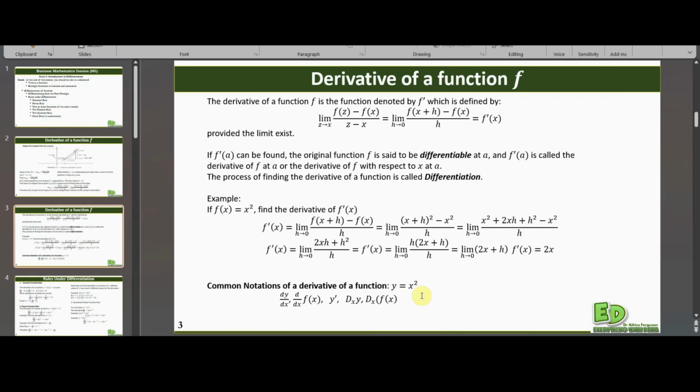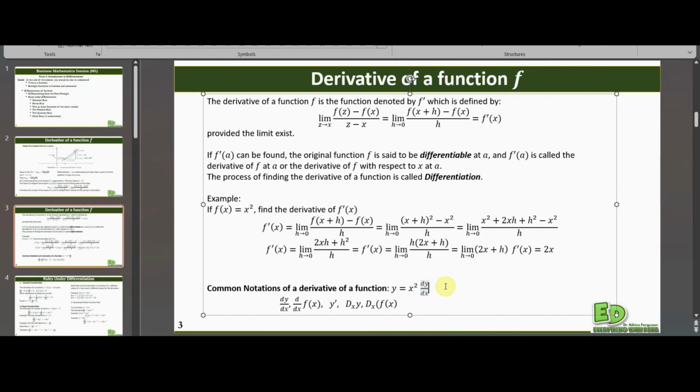So if it's given to you like this, then to find the differential we're not going to write f prime of x because we have y here. It's not f of x. So to differentiate this function, we would say dy over dx. We'll say dy over dx is equal to 2x. This is the shortcut. So instead of writing f of x is equal to x squared, it's the same as y is equal to x squared.